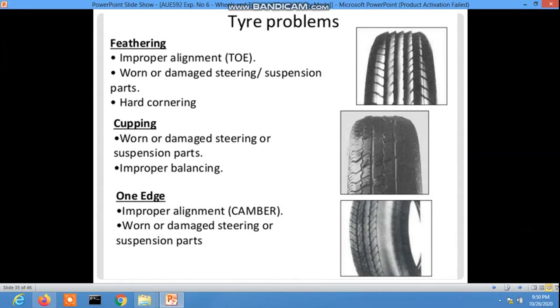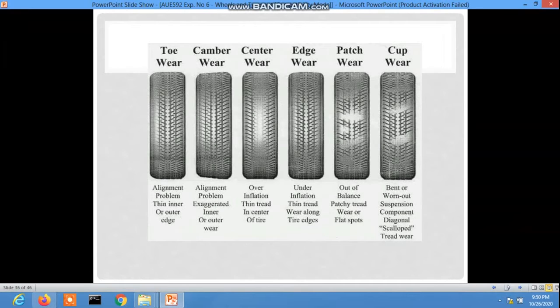Feathering is improper alignment. Cupping is caused by wrong or damaged steering or suspension parts or improper balancing. One-edge wear is improper alignment, like improper camber alignment, or a wrong or damaged steering or suspension part. Now some wear patterns are there.